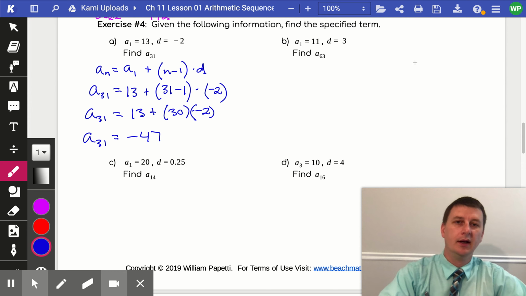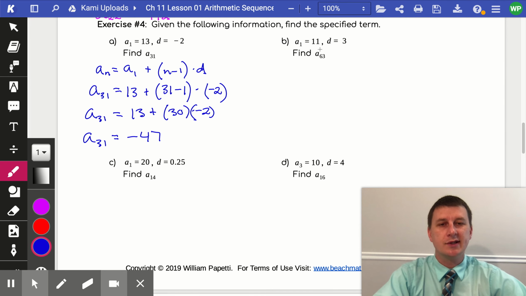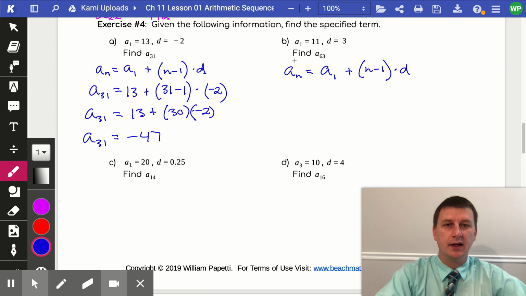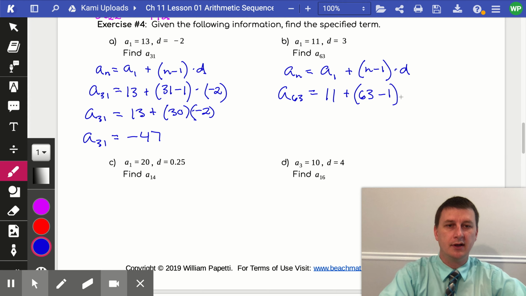Part B is saying that the first term of a sequence is 11. It's going up by 3 every single time, so find the 63rd term. Using our formula, we're going to use a sub n equals a sub 1 plus n minus 1 times the common difference. And again, we know that n is going to be 63. Our first term is 11 plus, well, n is the term number, that's going to be 63 minus 1 times the common difference of 3.